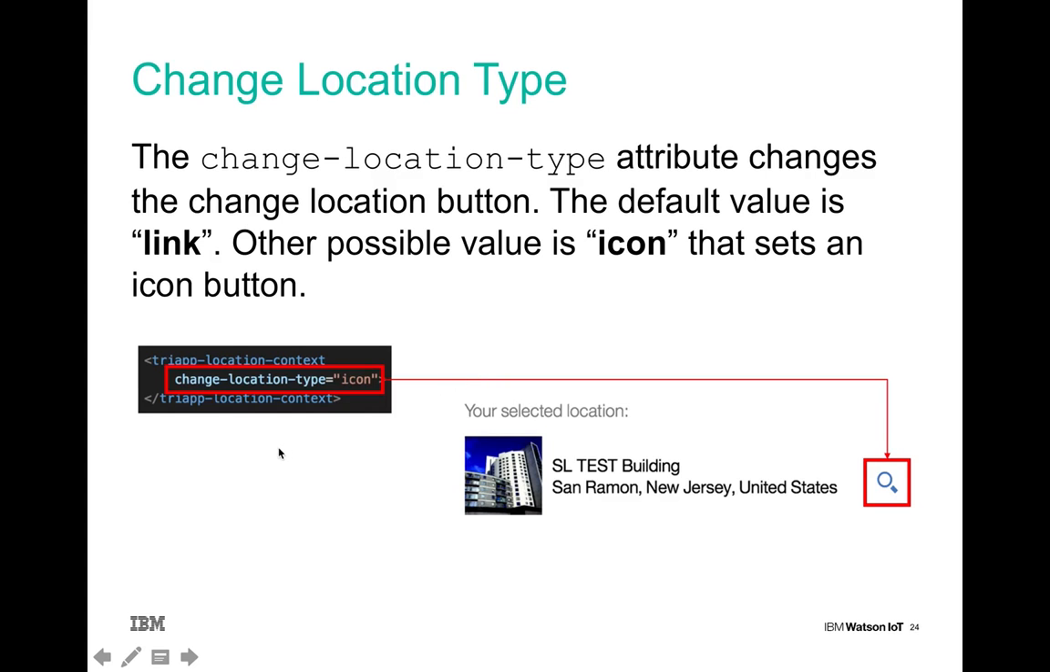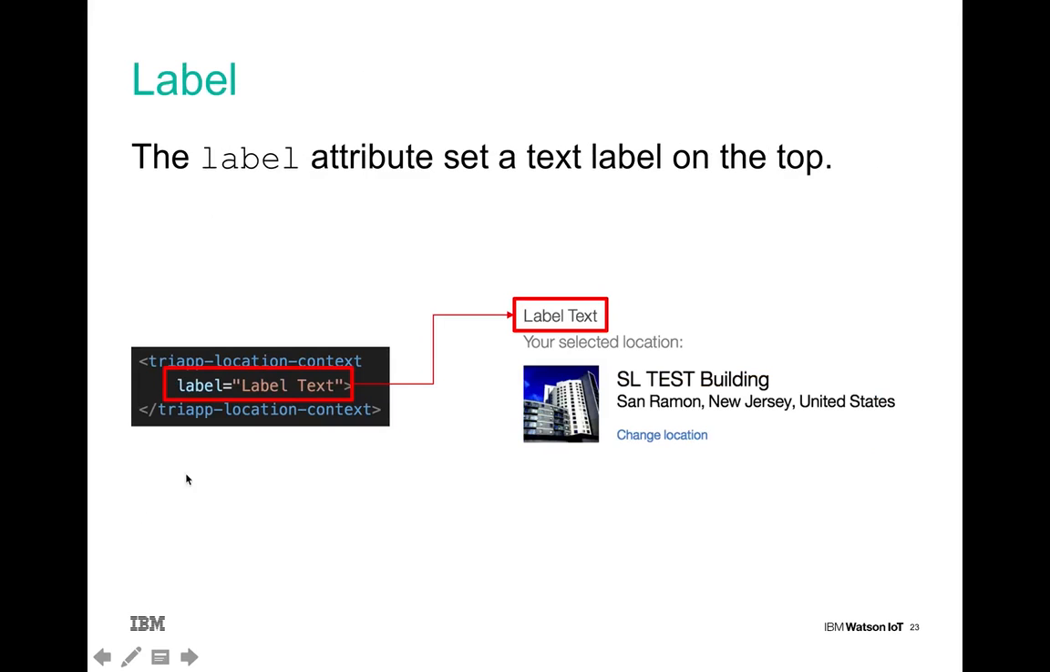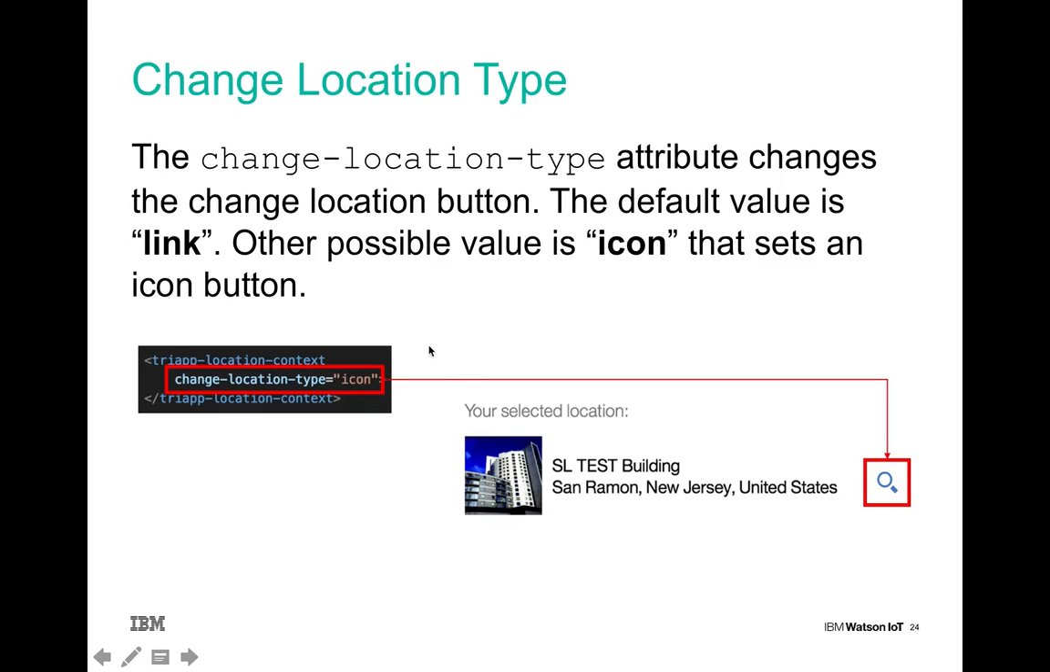The change location type attribute changes the change location button. The default value is link, so I will return to the previous slide. Here is the change location link, and if we set icon, we will see an icon button.